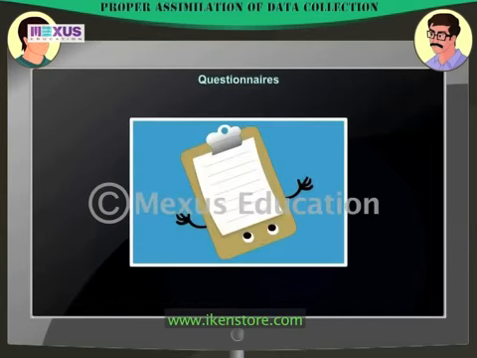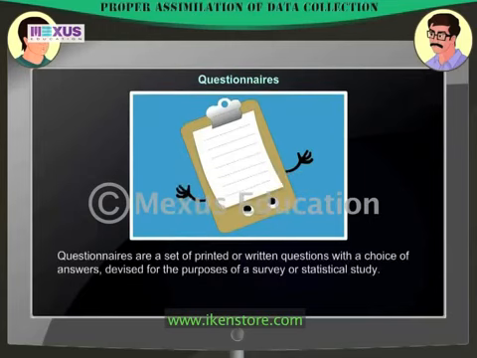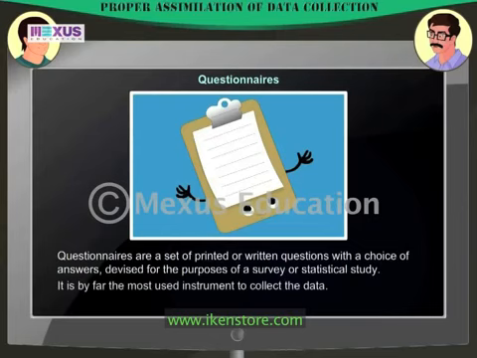I have heard the term questionnaires a lot of times with regard to surveys. Can you please explain that? Questionnaires are a set of printed or written questions with a choice of specific answers, devised for the purposes of a survey or statistical study. It is by far the most used instrument to collect data.